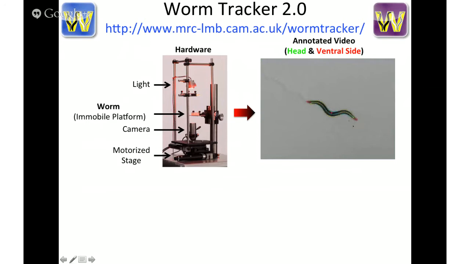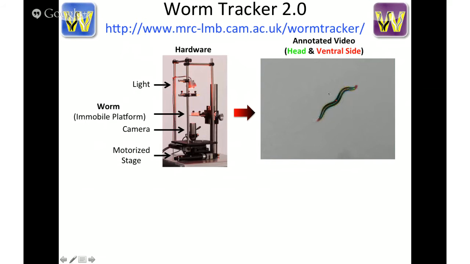And the ventral side has been annotated by the experimenter, and here it is in the red dot. The ventral side is essentially where the worm lays eggs from. It's where its vulva is, if it's a hermaphrodite. Essentially, worms crawl on their left or their right side, with their belly on one side and their back on the other, and the belly is marked with a red dot.